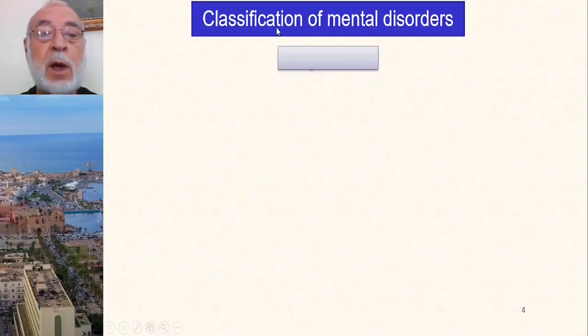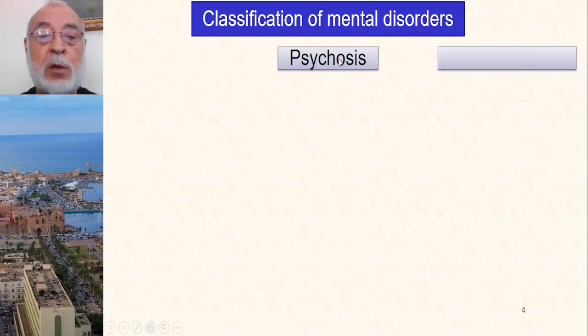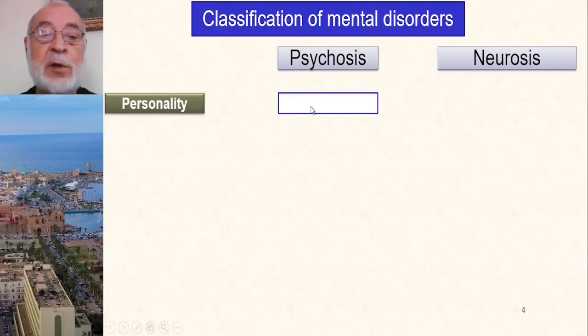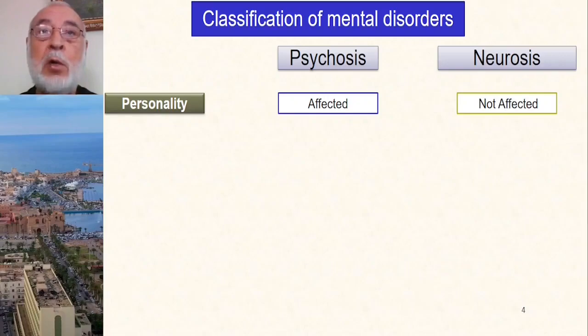So what are the different classes of mental disorders? Mental disorders generally classified into two major classes. The first is known as psychosis, and the second is known as neurosis. Psychosis, neurosis. How they differ from each other? They differ first in their effect on the personality of the person. Where usually in psychosis the personality of the person is affected. There is a change in the personality of the person. While personality of the person in neurosis is normal, is not changed. The person feels that he is normal and looks normal.